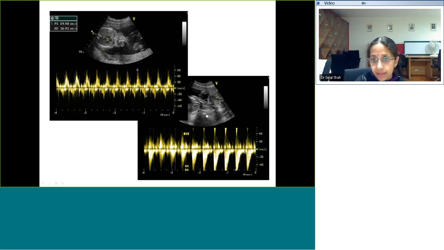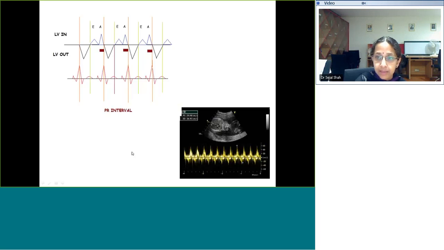Similarly, you can see here, this is the SVC and the aorta. As we understand, the aortic pulsations are here, and the SVC has the S, D and A waves. The S wave coincides with the aortic forward flow. Now in a diagrammatic representation, we'll try to understand.